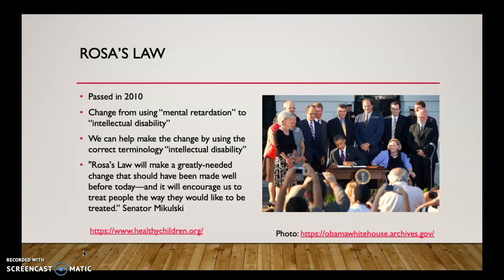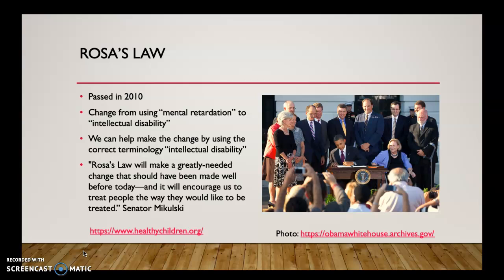And lastly, I wanted to end talking about Rosa's Law, which is a law that applies to this conversation. It was passed in 2010 by President Obama, as we can see in the picture. And the focus of this was changing the vocabulary from mental retardation to intellectual disability. And that is the correct way to refer to it: intellectual disability.